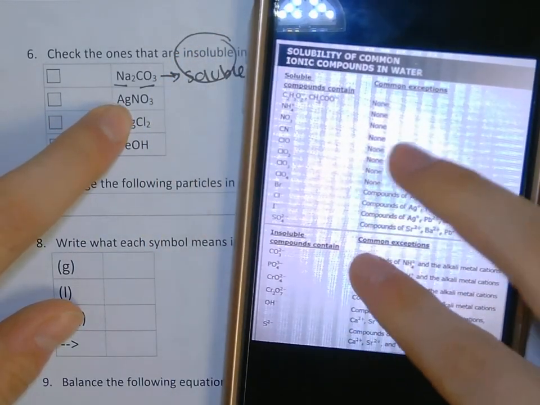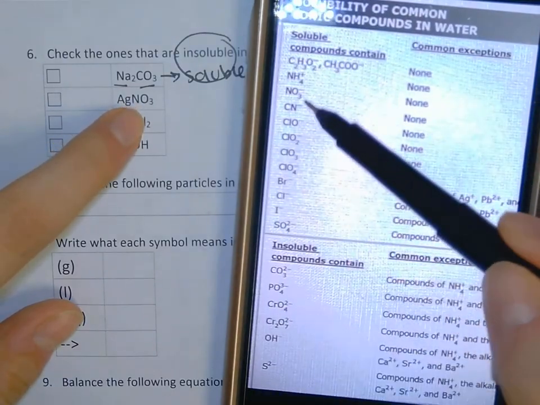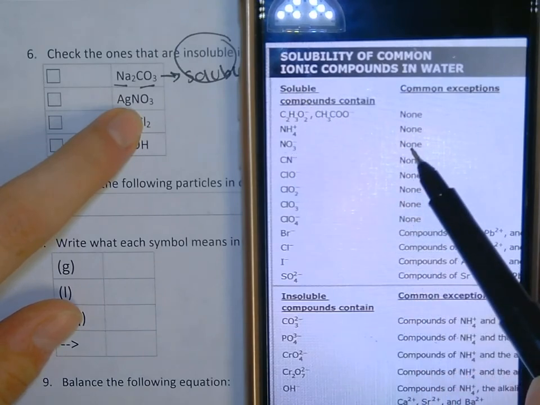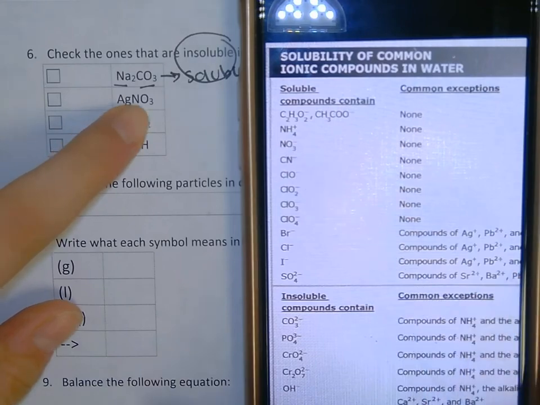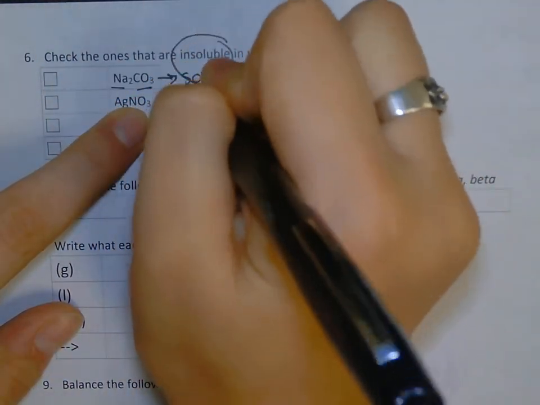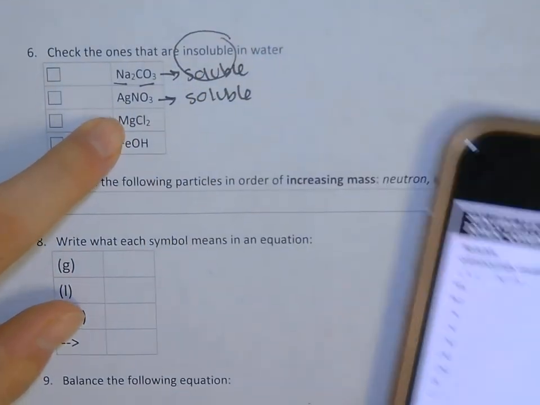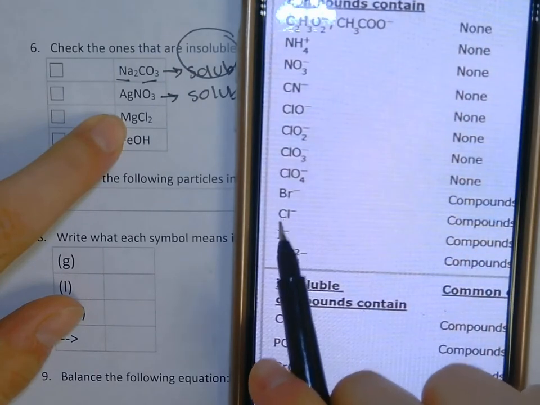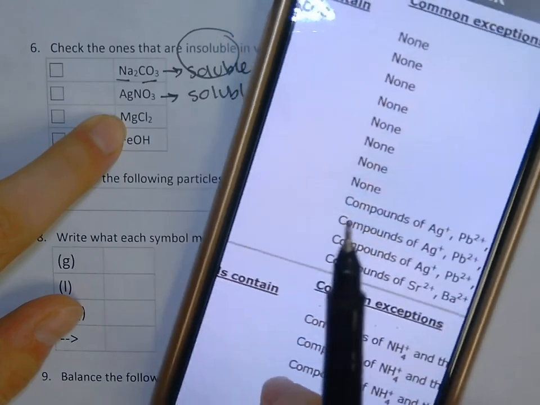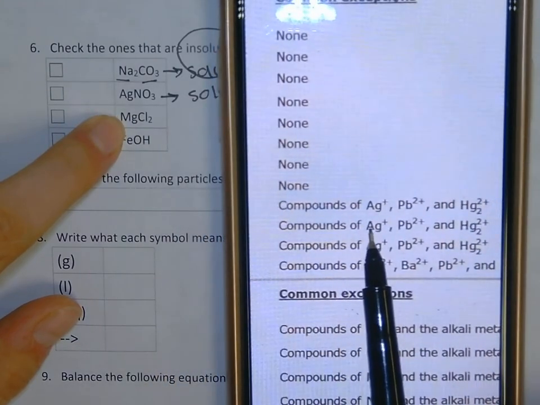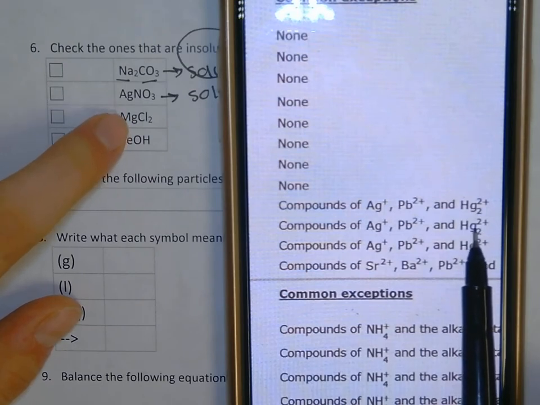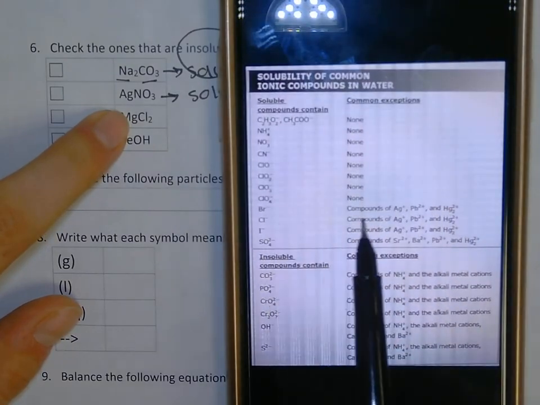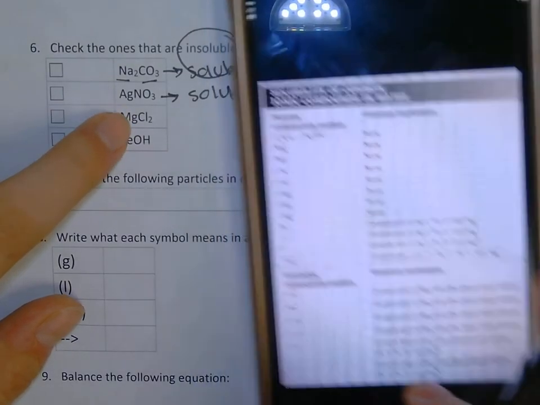AgNO3. So let's look. I know that I can find NO3 here somewhere. Oh, there it is, NO3. NO3 is soluble in water except when none. It is always soluble no matter what it's with. So NO3 is soluble. MgCl2. I know that I can find Cl here, and Cl is soluble except when compounds of Ag, Pb, and Hg. Mg, magnesium, is not any of these. So this is still soluble because the only exceptions are Ag, Pb, and Hg. This is soluble.